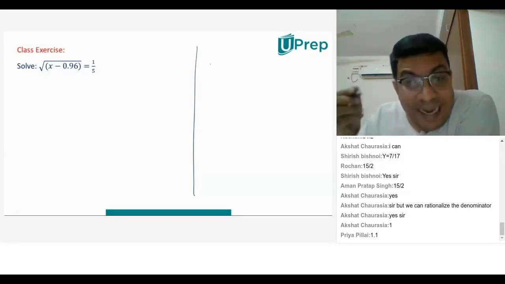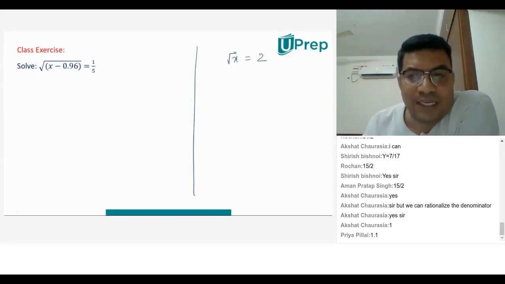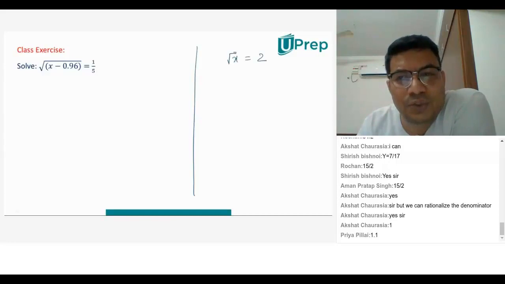Let's assume a new question. Someone asks you, root x is equal to 2. Find the value of x. How do you do it? So root of x is equal to 2, and someone is asking you to find out the value of x. Now, here I'm squaring on both sides.